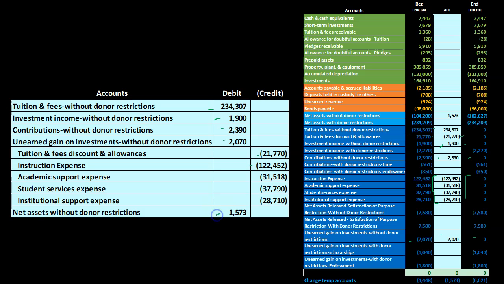Then the difference goes to the net assets, similar to a retained earnings account or a capital account, depending on if it's a corporation or sole proprietorship. However, it's going to the net asset account that is without restriction. So we want to go to the net assets without restriction. It has a credit balance in it, as does most retained earnings and equity types of accounts. It's going to be going down because we're debiting it here to the 102,627.